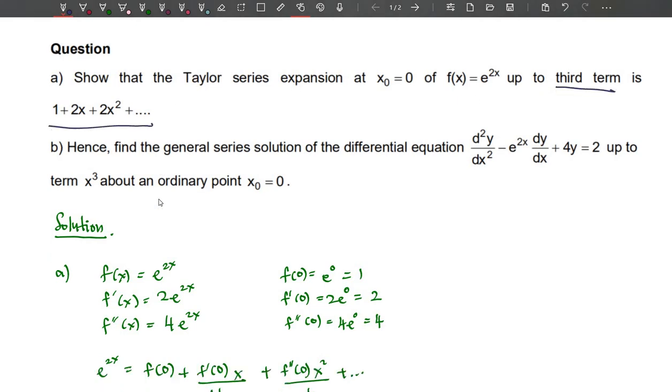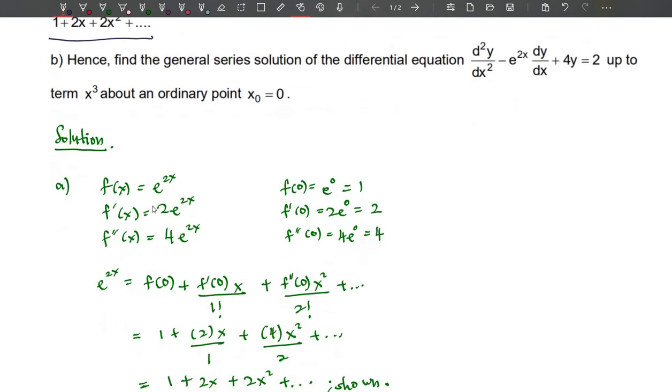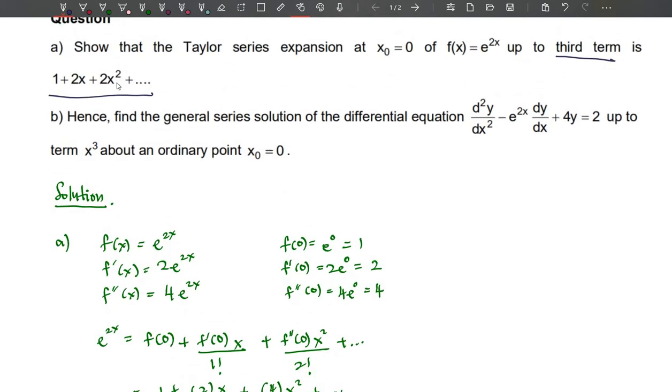f(x) is equal to e^(2x). Next, find f prime x and f double prime x. The reason I do it just until f double prime is because we just need to prove until x squared. x squared means just until the second derivative. Next, substitute 0 in f. So f(0) equals e^0 equals 1. Substitute 0 in f prime x, we have 2e^0 equal to 2. Substitute 0 in f double prime x, we have 4e^0 which is equal to 4.